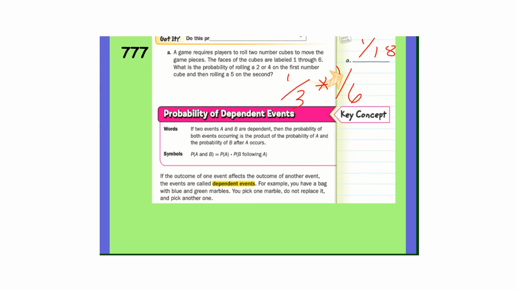Okay, so for example, if you have a bag with a blue and green marble and you're going to pick one marble out and you don't replace it and you pick another one, that's dependent. The do not replace it makes it dependent. If you replaced it, it would be independent. Okay.